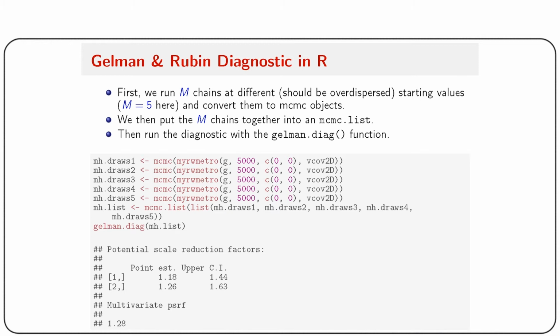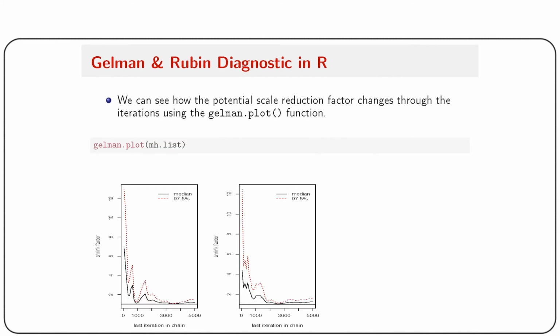Scale reduction factor is 1.28, and somehow it's still acceptable. We can see how the potential scale reduction factor changes through iteration using a Gelman plot. We can change the number of iterations and see how the potential scale reduction function behaves.